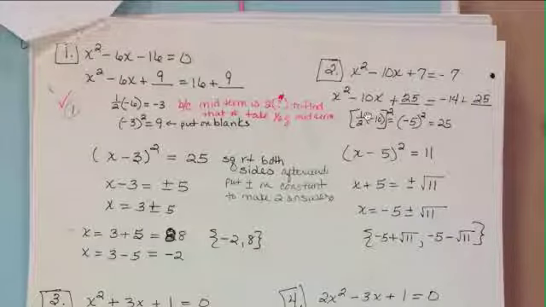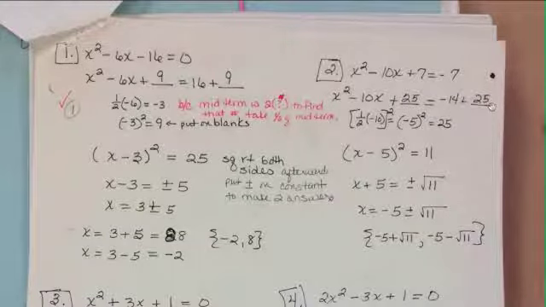Okay, let's look at number 2 here. I can say it's x squared minus 10x plus 7 is equal to negative 7. And again, I want to complete the square. That means I have to take the constant term on this side and move it over to the other side. So I subtract 7 on both sides, I get negative 14, and I get a blank here, so I put a line here and a line there.